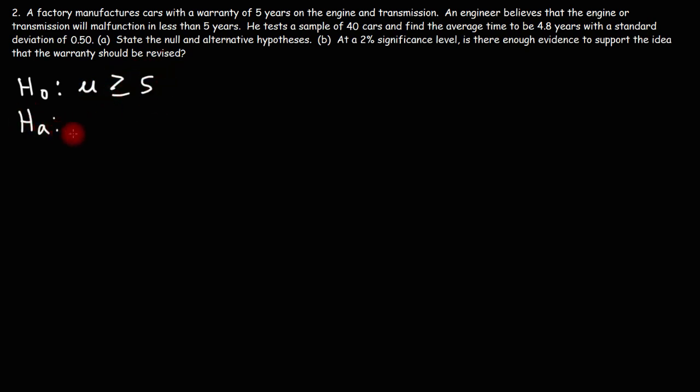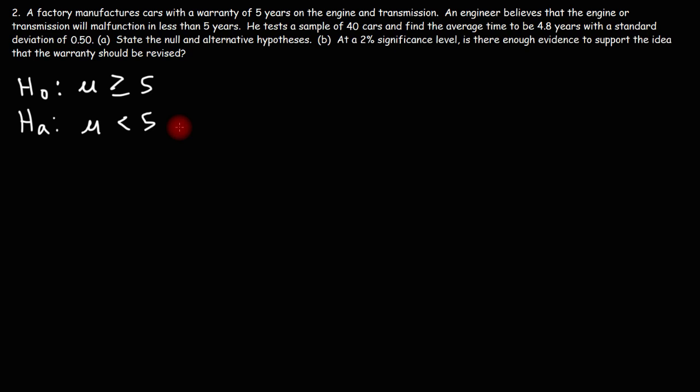Now the alternative hypothesis is going to be different. The engineer believes that the engine or transmission will malfunction in less than 5 years. So the mean is going to be under 5. So that's it for part A. That's the null and alternative hypotheses. Now let's move on to part B.